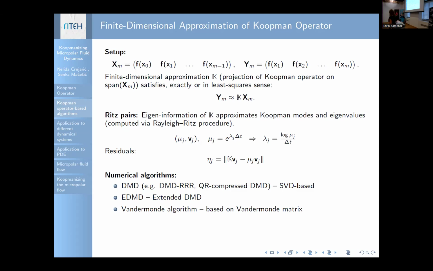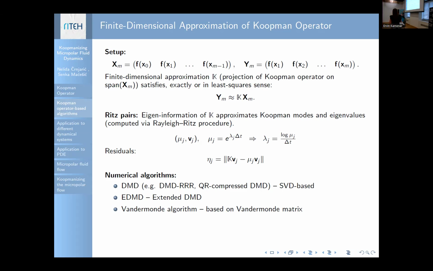So we have two sets of matrices. In the first one, we have the values of the observable f in a time series of snapshots. In the other one, the same, but just one step ahead. The task of the algorithm is to determine the finite-dimensional approximation K that satisfies this exactly or in a least squares sense. So this K will be an approximation of the projection of the Koopman operator on the span of the columns of X.